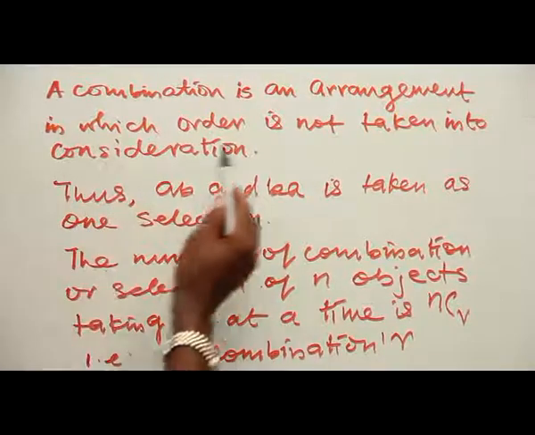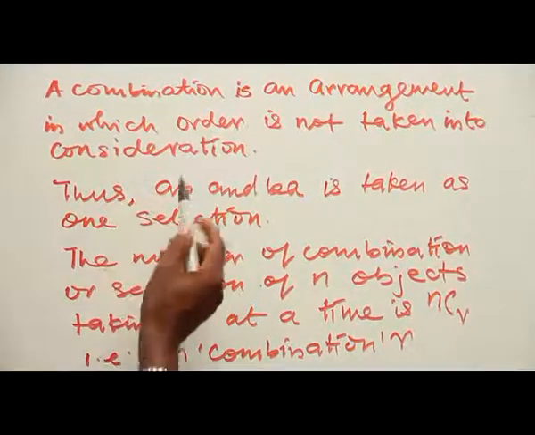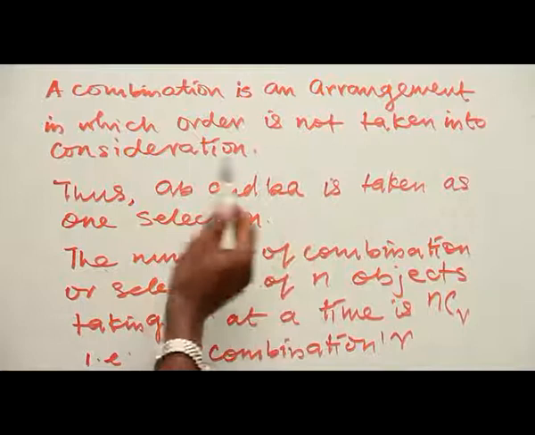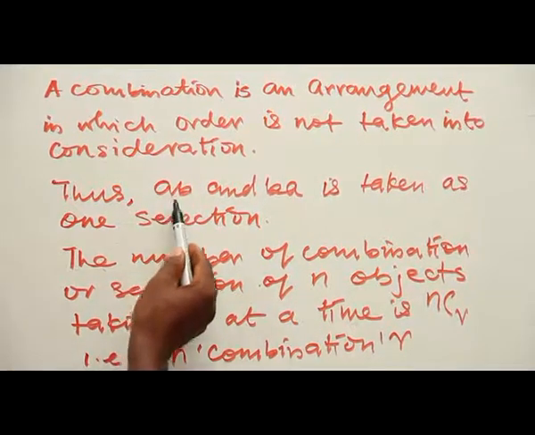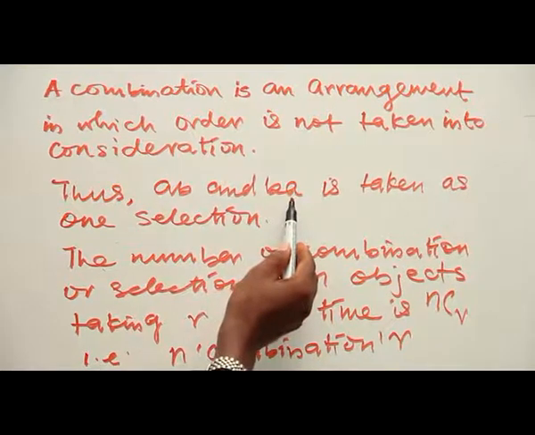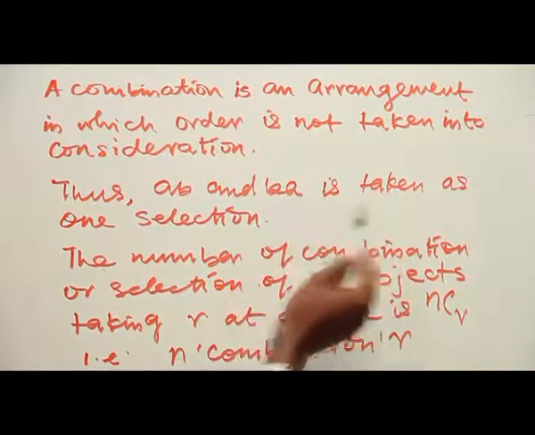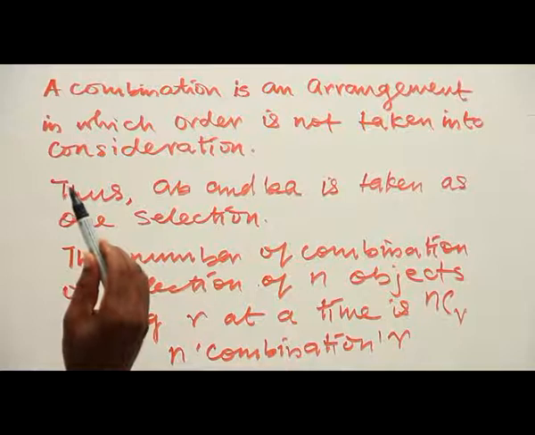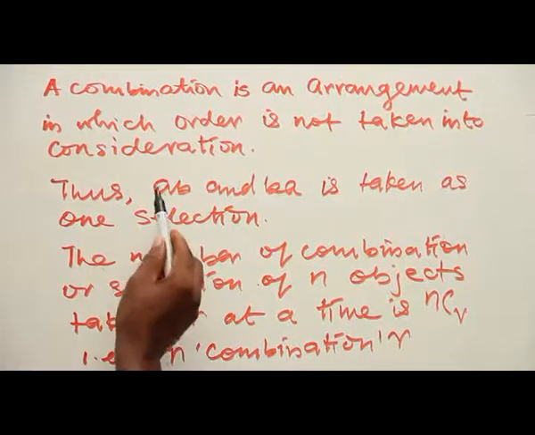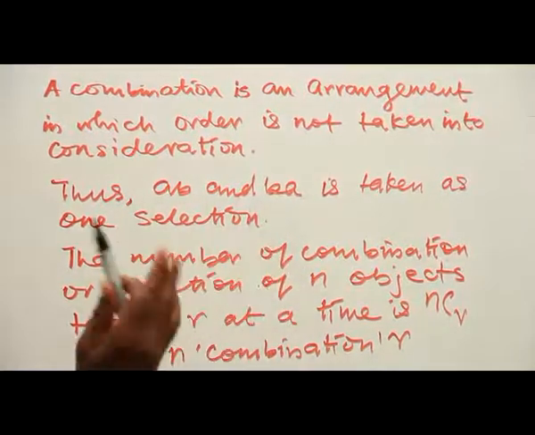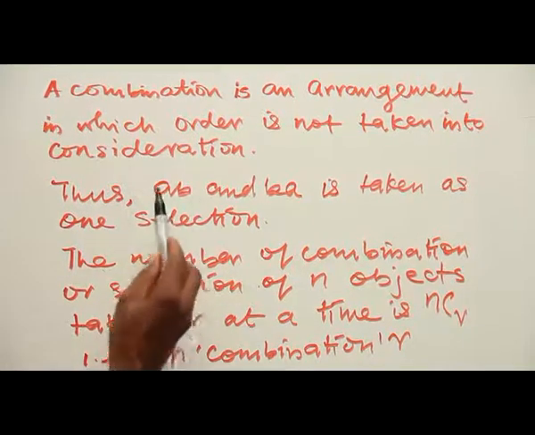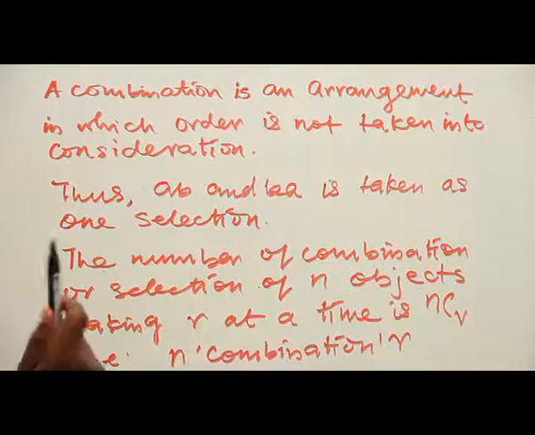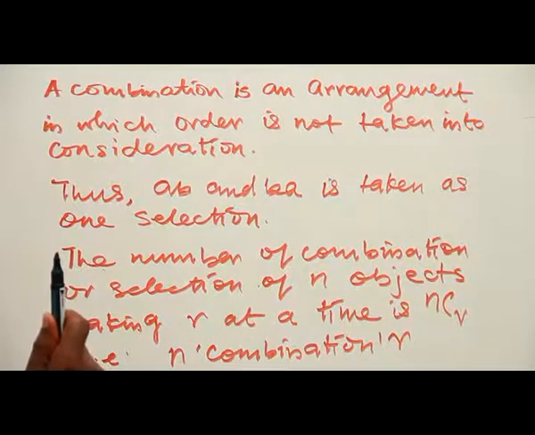A combination is an arrangement in which order is not taken into consideration. What we are saying is that AB and BA is one selection. In permutation, AB and BA are two selections or two arrangements. But in combination, AB and BA is one selection.